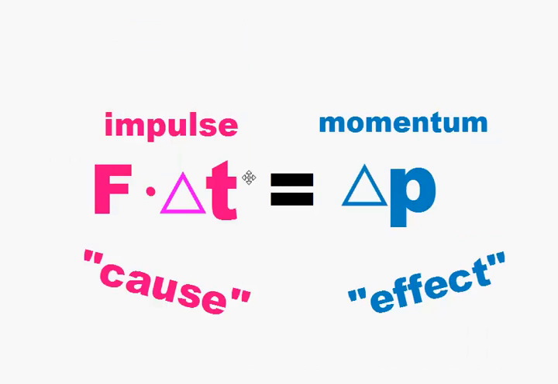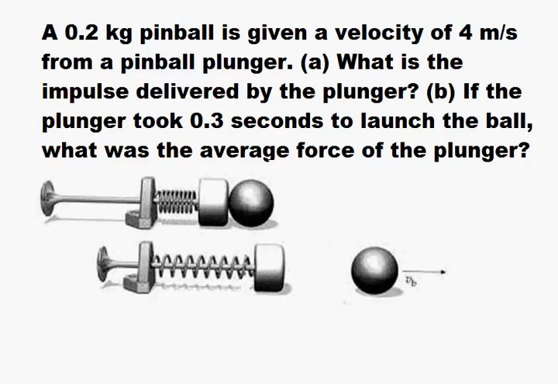So let's finish up by showing an example of how to use the impulse momentum theorem. Here I have a 0.2 kilogram pinball. That's this pinball right here. And it's given a velocity of 4 meters per second. That's the velocity right there. It's shooting off at 4 meters per second from this plunger right here. That's the plunger that gave it the momentum.